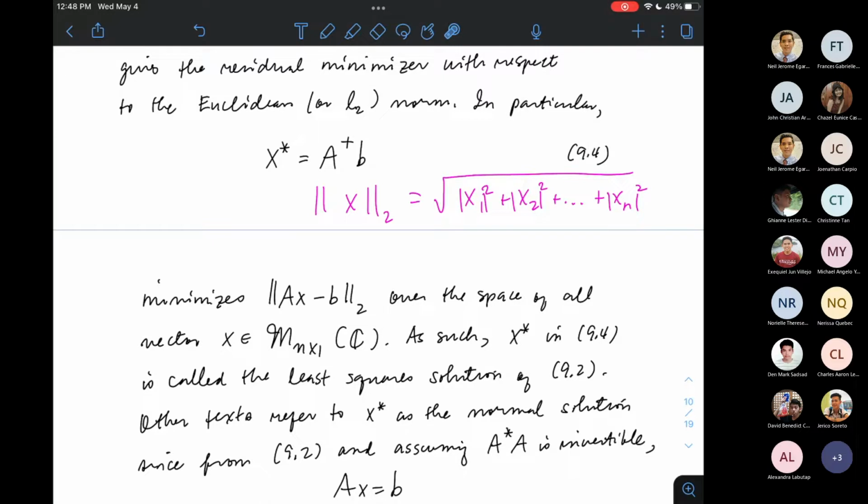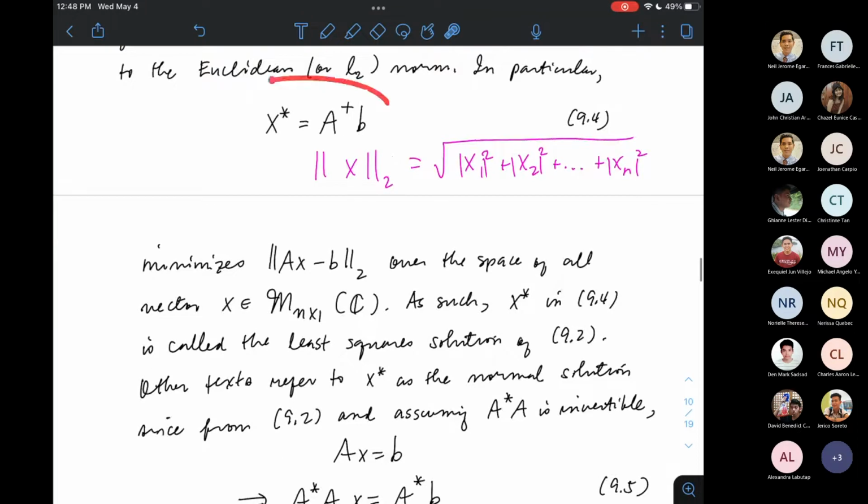Ito rin yung same least square solution na nakikita nyo mula dun sa, saan nyo nga ba ito ginamit? Sa regression? O ginamit din natin to yata sa 174 when we talk about the best fit or curve fitting, the least squares fit for a certain function. So ito yung tatawagin natin as the least square solution para sa isang inconsistent linear system.